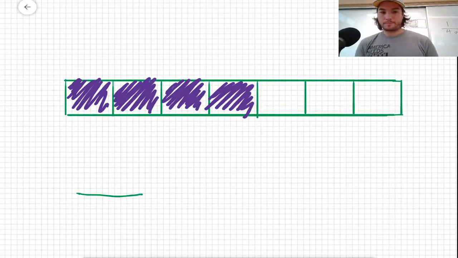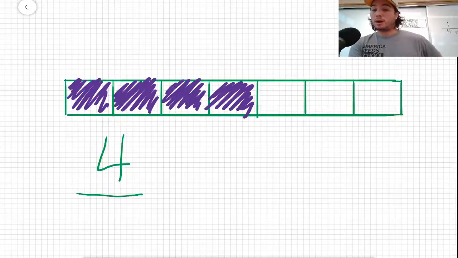So with this one, what number would go on top? Our numerator, the number of pieces that we're dealing with, and what number would go on the bottom? Our denominator, our total number of equal parts our whole is divided into. Okay, so let's look at our numerator on top. We've got 1, 2, 3, 4.